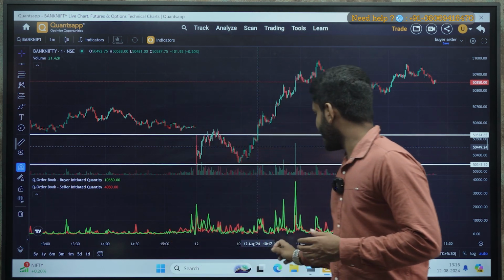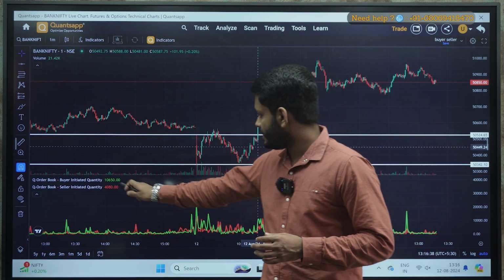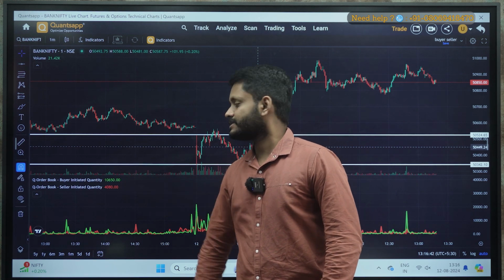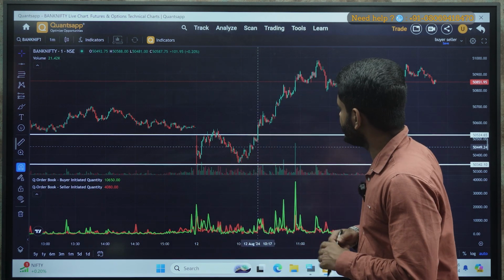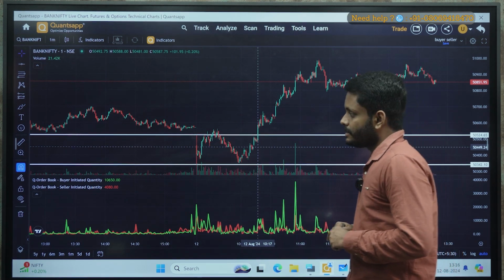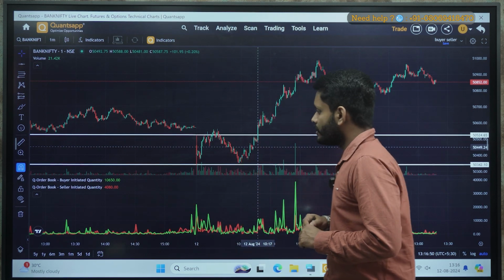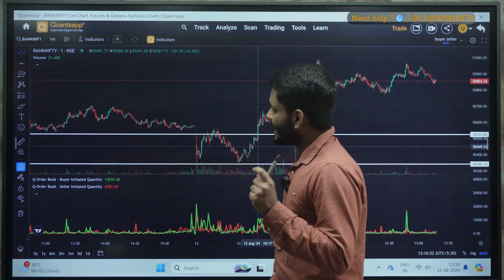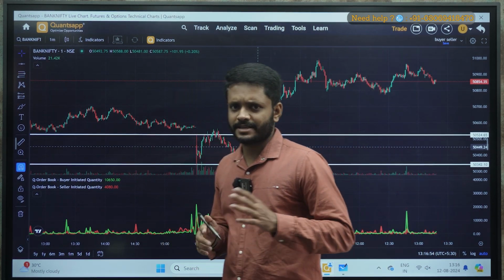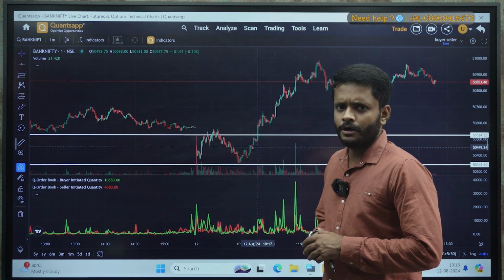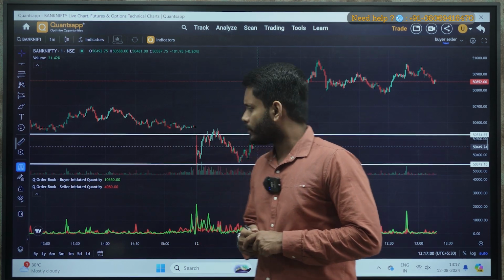So at this candle at 10:17, if I check, the buyer initiated quantity is 10,650 and the seller initiated quantity is 4,080. So clearly I can see the buyers' aggression is more over here, correct? The rule was saying that I need at least 2x buyer as compared to seller. Here I am getting more than that. So anything over and above the minimum requirement is good to go, correct?